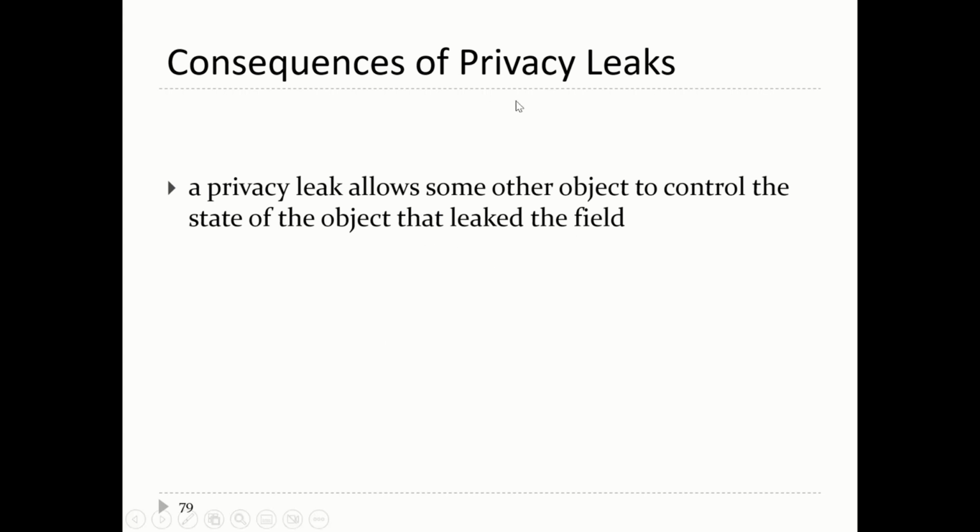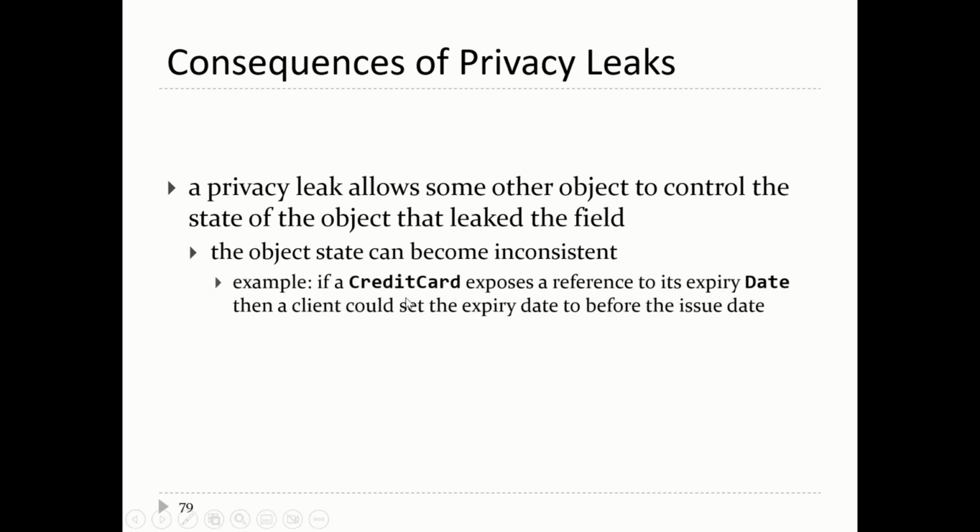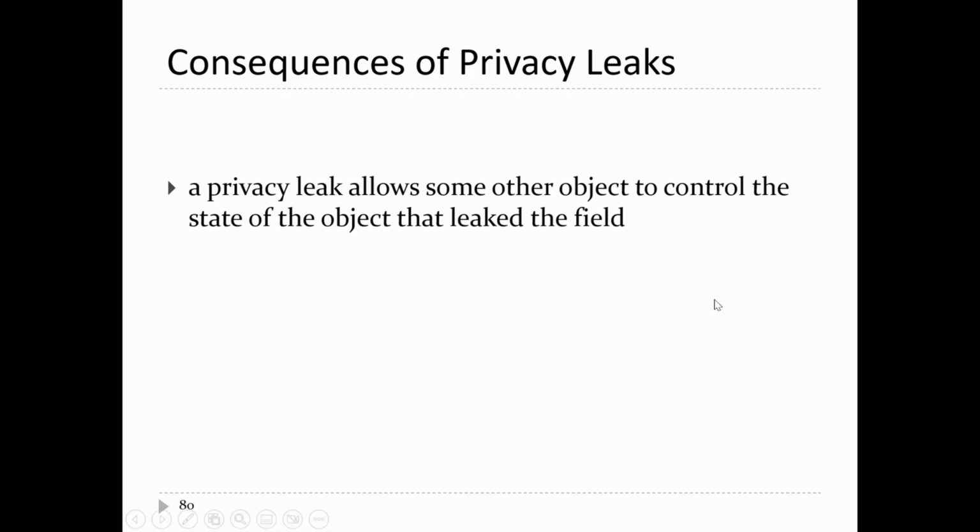Okay, so what happens if you have a privacy leak? A privacy leak allows some other object to control the state of your object that leaked the field. And what does that mean? The state of the object can become inconsistent. So for example, if you have a credit card class and it exposes a reference to its internal expiry date, then somebody can just go ahead and change the expiry date. You would never implement credit card this way anyway.